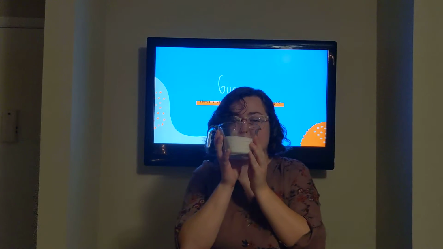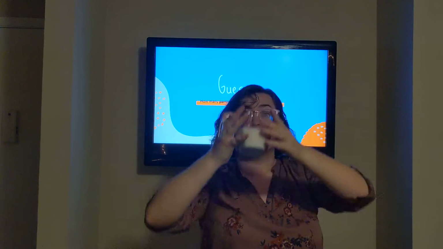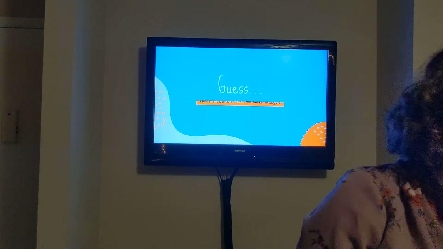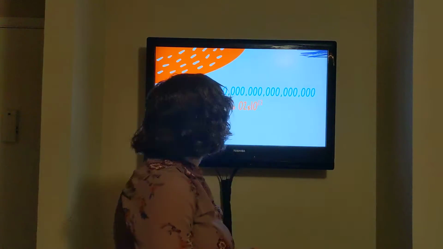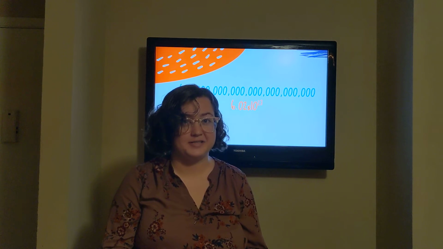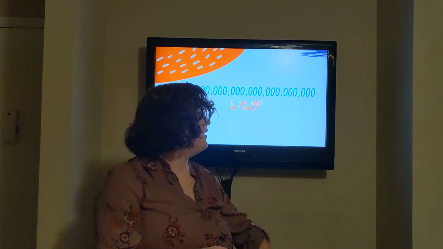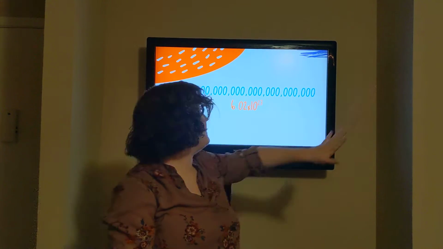1 million. 1 million? Any other guesses? 100 million. Those are some pretty big numbers, but guess what? None of those numbers were big enough. Because there's actually 6.02 times 10 to the 23rd particles in that beaker. So that's 602 with 21 zeros after it.